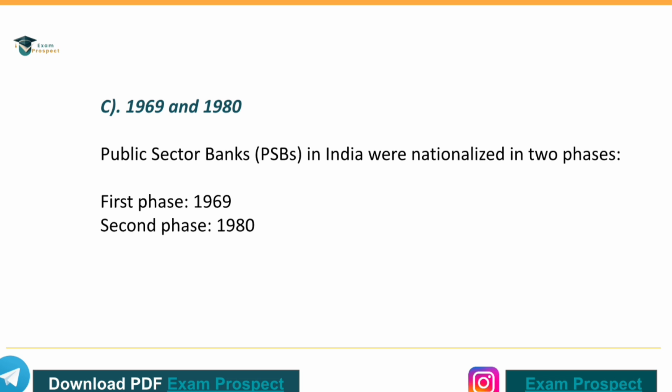The first phase of nationalizations of public sector banks in India occurred in 1969 when 14 major commercial banks were taken over by the government. And this was followed by a second phase in 1980, during which 6 more banks were nationalized.